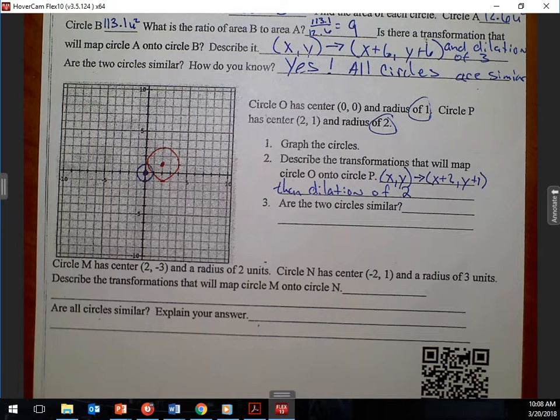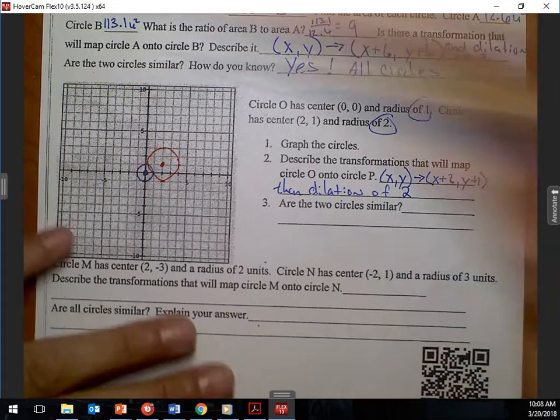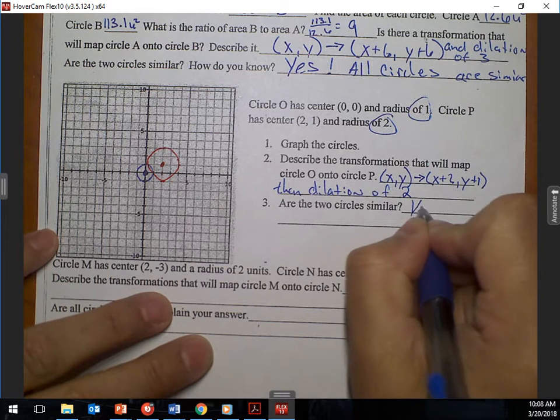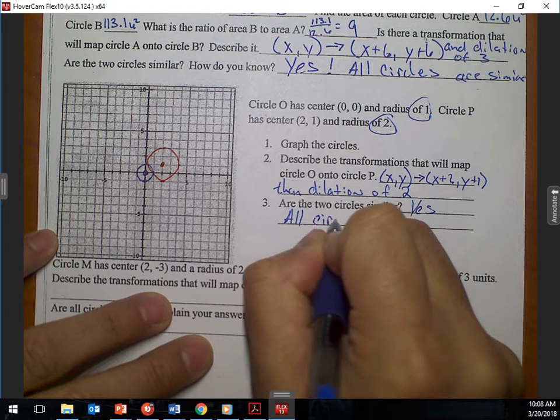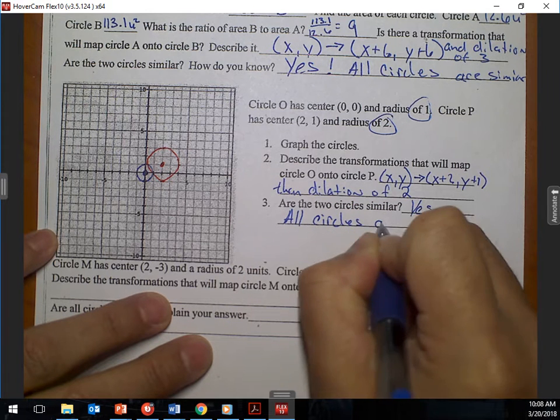So are the two circles similar? Yes. Why? I said it yesterday. What was it? I thought I heard someone say it. All circles are similar. There we go. So we would say yes, all circles are similar.